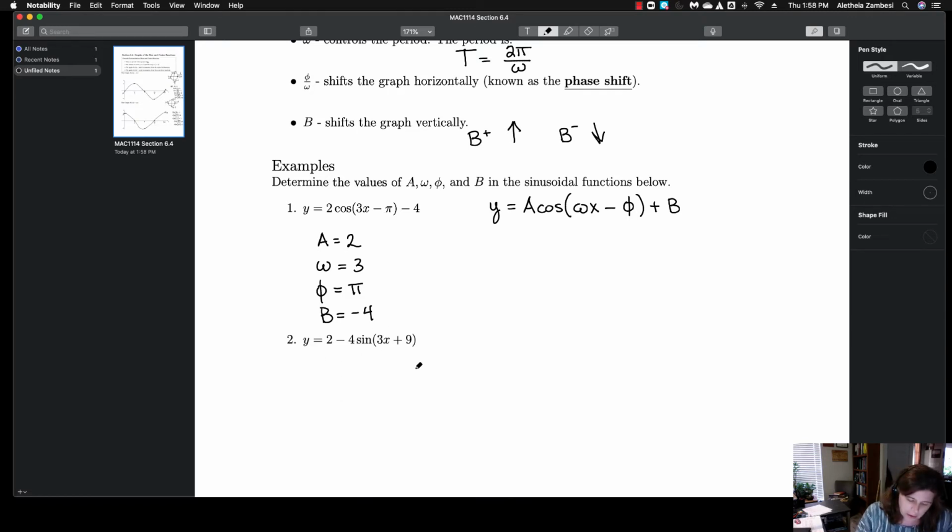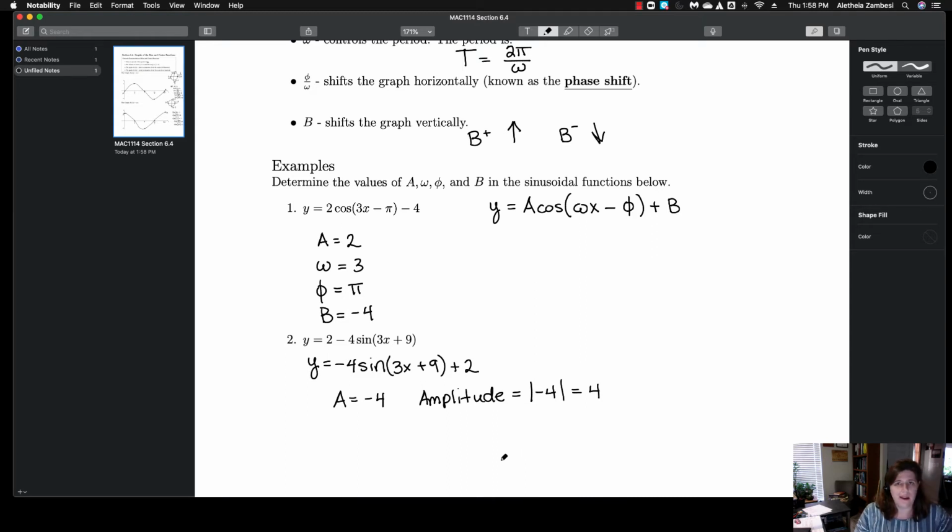If I'm looking at this function, y is equal to, I'm going to move the 2 over to the back so that it's in the traditional form. So -4 sine of 3x plus 9 plus 2. So looking at our a terms, a here is -4. Note the negative. If we're asking for the amplitude, it is the absolute value. So we have 4. Be careful what you're being asked for on the questions. A here would be -4, but the amplitude is positive.